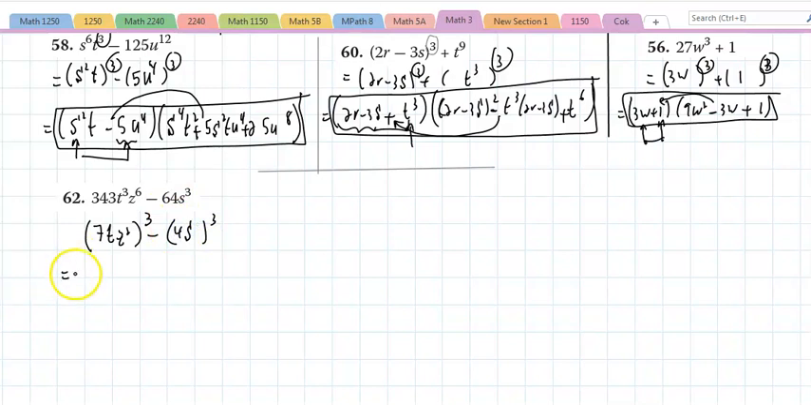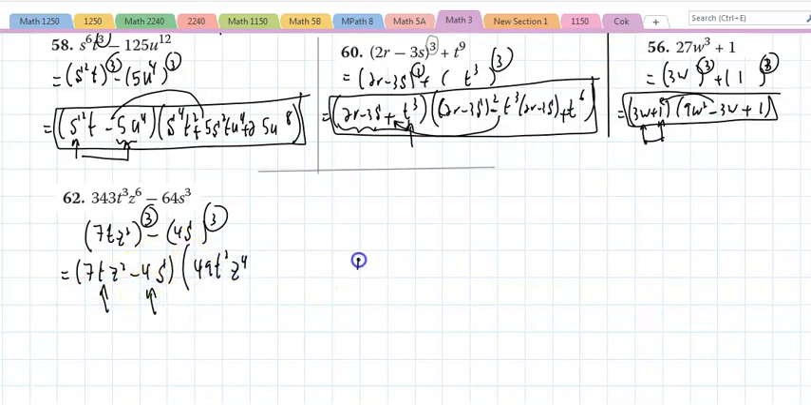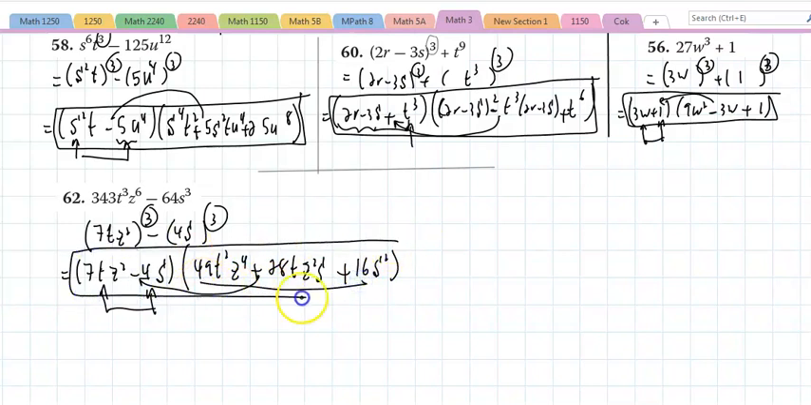And what would that be? Without those cubes, you would write 7tz squared minus 4s times, square the first, 49 t squared z to the 4th. Square the last, 16s squared. Multiply those two. That is 28 t z squared s. The last is always positive. Be careful. This sign is always the opposite of that. And even though that's 3 terms, that's always prime.